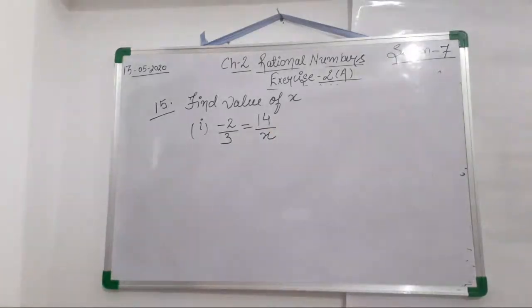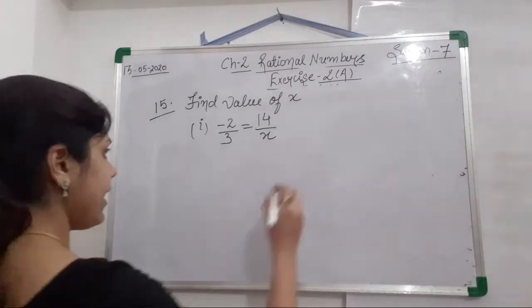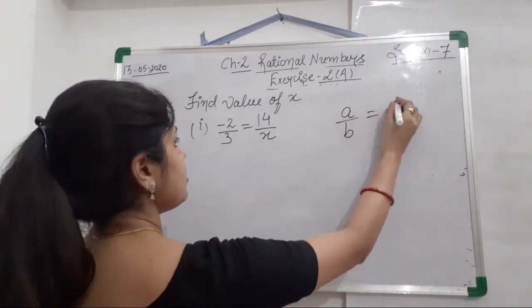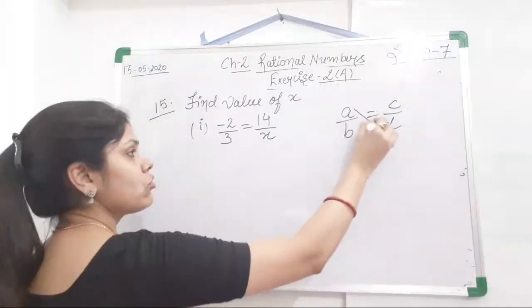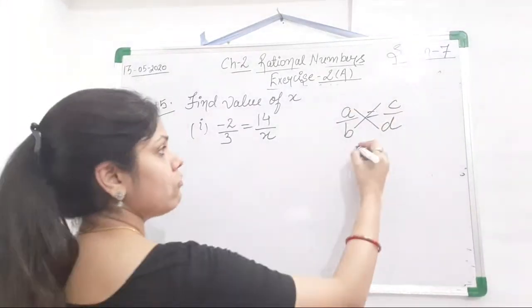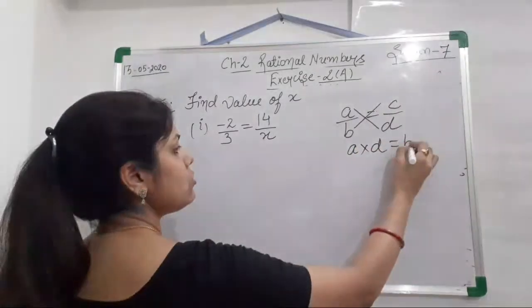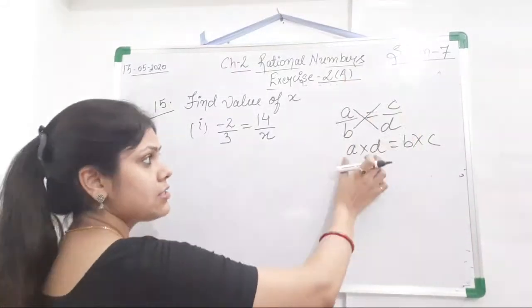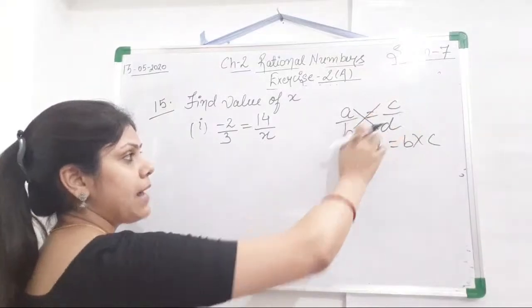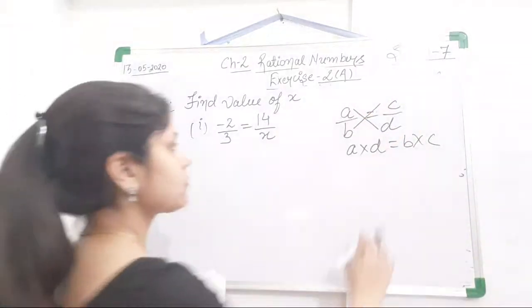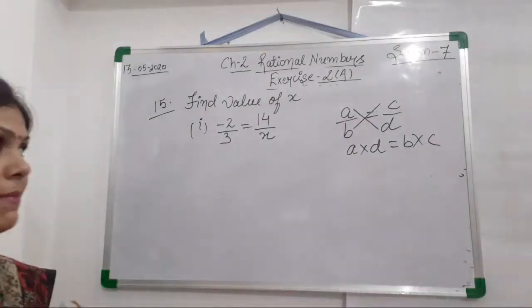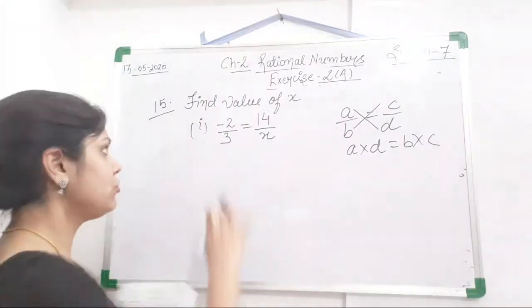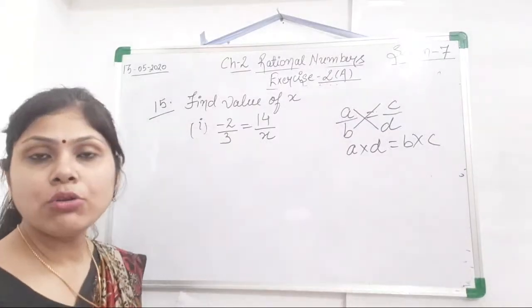When I explained equivalent fractions, I told you that if a by b is equal to c by d, then we do cross multiplication. That is, a into d will be equal to b into c. It means the numerator of this multiplied by the denominator of this will be equal to the numerator of this multiplied by the denominator of this. This concept you have to use here to find the value of x.